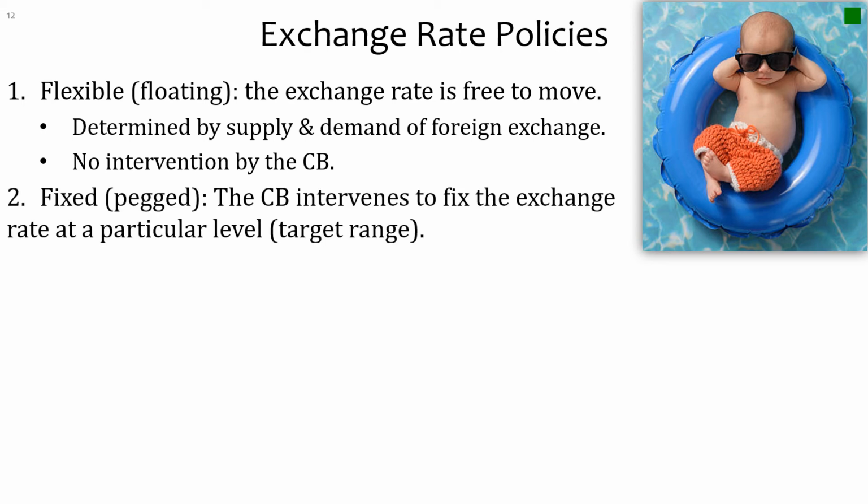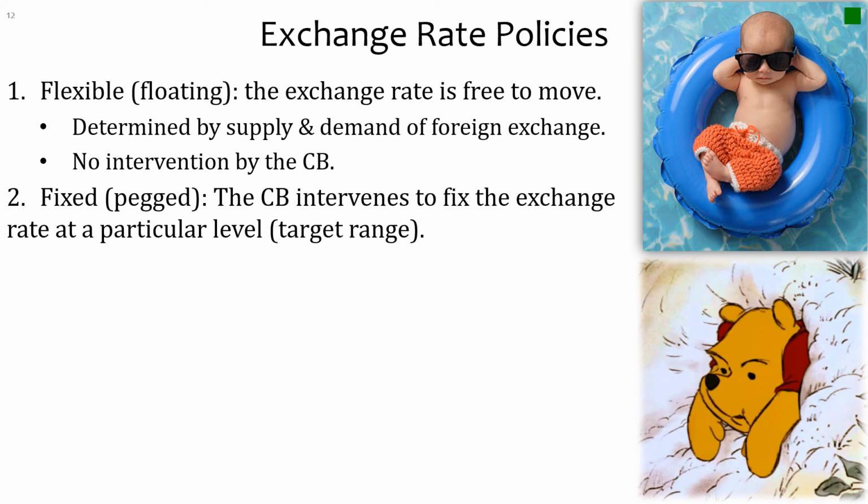The opposite of that would be fixed or pegged exchange rate. Again, fixed and pegged are two names for the same thing. That's when the central bank intervenes to fix the exchange rate at a particular level, and that's usually a target range. So it's not an exact number, but it's a range. It has to be within that range. This is what there used to be in the 60s, for instance, but it's really not a smart thing to do, and we're going to look at why not. So fixed is kind of like this poor Winnie the Pooh being fixed and stuck in a certain position.